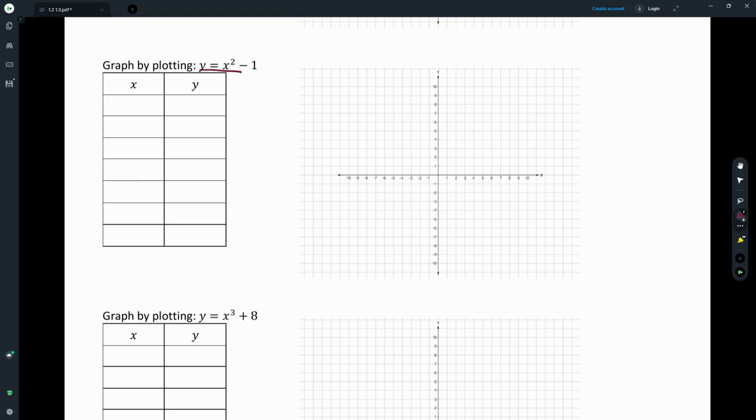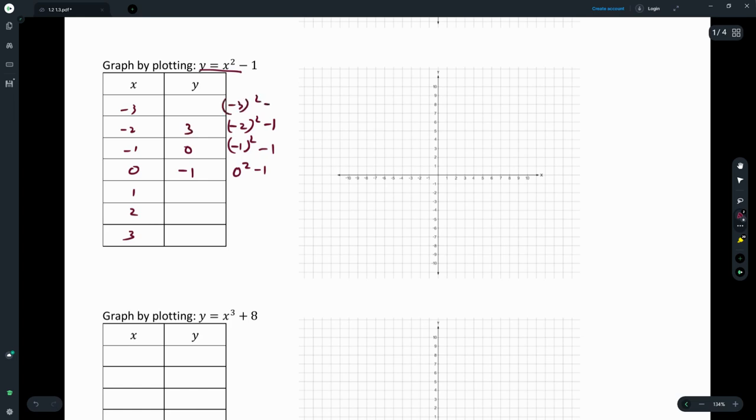So again, go to 0 and then -1, -2, -3, 1, 2, 3. So I put 0 here. 0 squared minus 1 is -1, right? (-1) squared. Make sure you put parentheses around the -1, right? Because it's the whole thing squared. So (-1) squared minus 1, which gives you 0. (-2) squared minus 1 is 3. And (-3) squared minus 1 is 8. Okay, 1 minus 1 here. So 1 squared minus 1 is 0. 2 squared minus 1 is 3. And so on. It's the same thing.